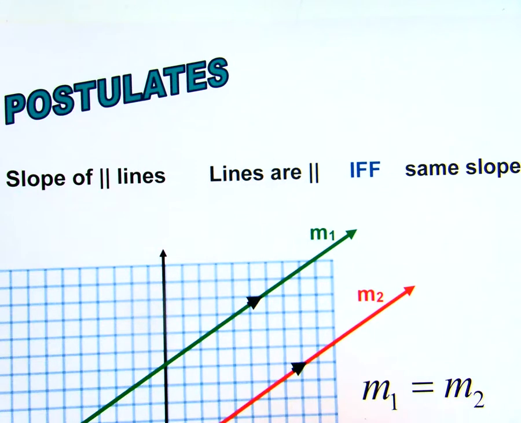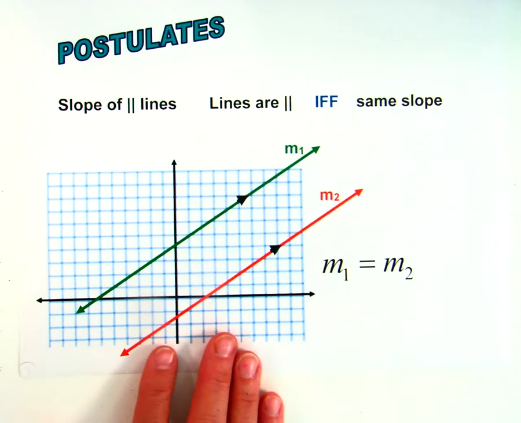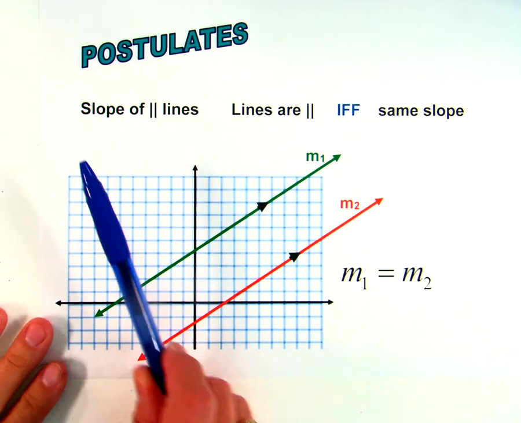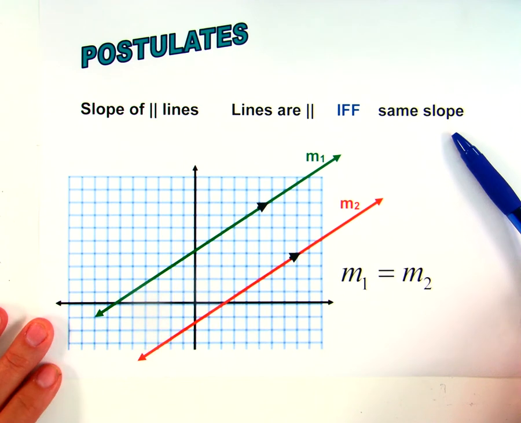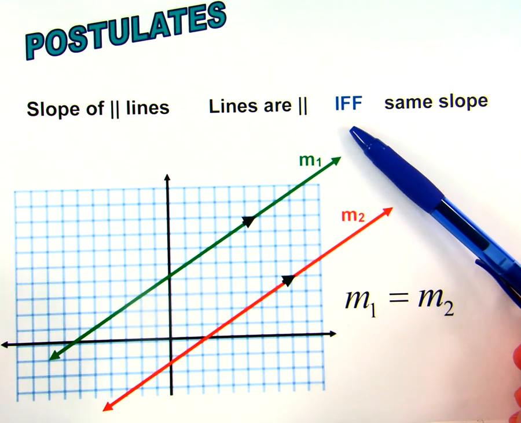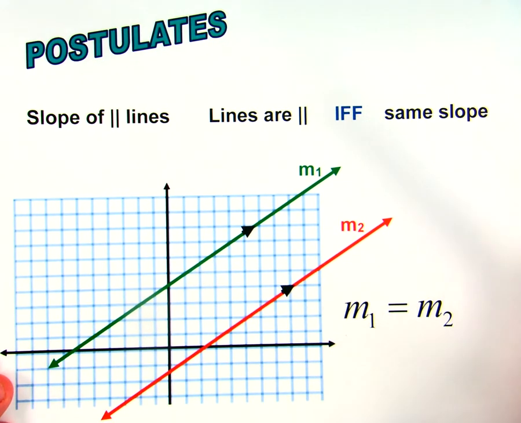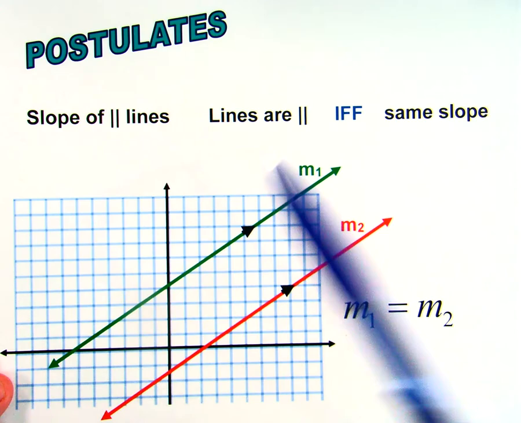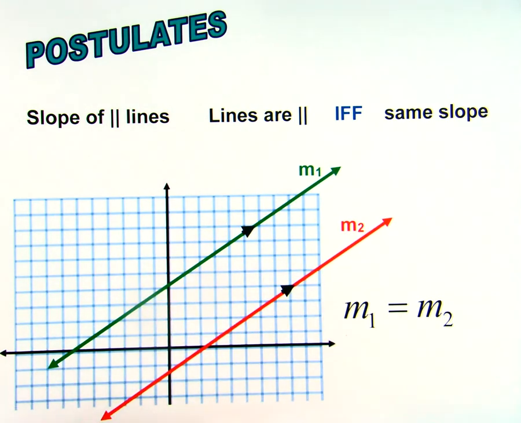Slope of parallel lines. Again, a review from Algebra 1. This is our postulate. Lines are parallel if and only if they have the same slope. Remember, if and only if from our logic unit. IFF. It's a word in the Scrabble dictionary. You can use it in Scrabble, but it's not a word that has a pronunciation so far as I know, or as dictionary.com knows. So we have two lines. If the slopes are the same, then they are parallel.